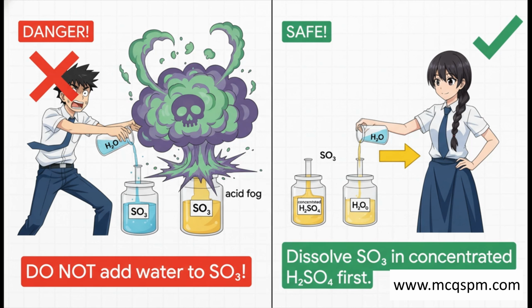Now here is another little detail that separates the A+ students from everyone else. To make the final product, you don't just add water directly to that sulfur trioxide. Why not? Well, because it would cause a super violent reaction and create a dangerous fog of acid. Not good. So instead, the SO3 is dissolved in concentrated sulfuric acid first, and then water is added safely. That's a key safety detail they love to ask about.